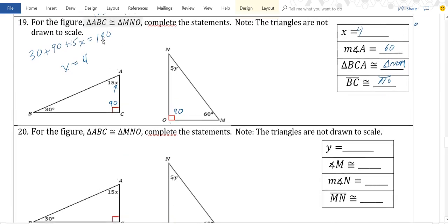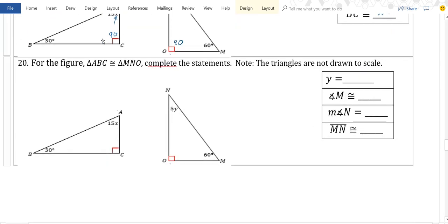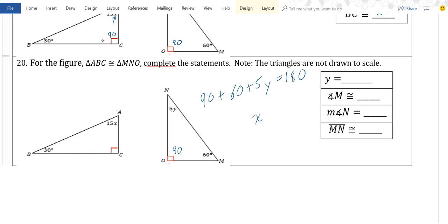Going on to our last question here. Again, it doesn't say Y, but if we need to find Y, like, well, apparently we do here, we just want to work with that other triangle. So we have 90 degrees here. So let's go ahead and say 90 plus 60 plus 5y is equal to 180. So from solving here, we'll find, oh, sorry, I should say y. Y is equal to 6.